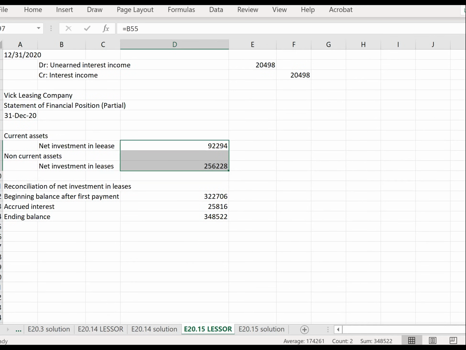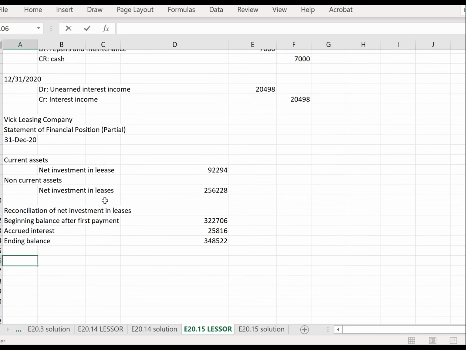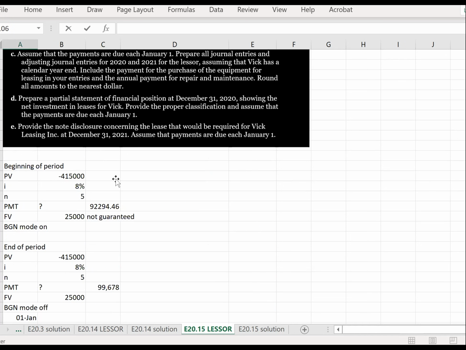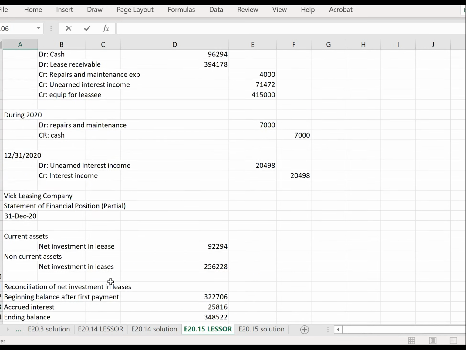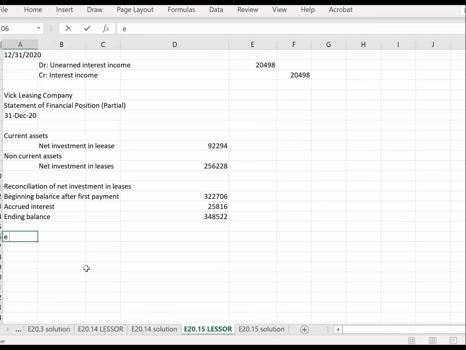And we also have to provide the company's net investment in leases, note X. Okay, actually, this is the next requirement. So let's take a look at the question. So that's that, provide the note disclosure concerning the lease that would be required for VIC Leasing at December 31st, 2020. So we've done the partial statement of financial position. Now we're asked to provide the note disclosure. So E is going to be the note disclosure.